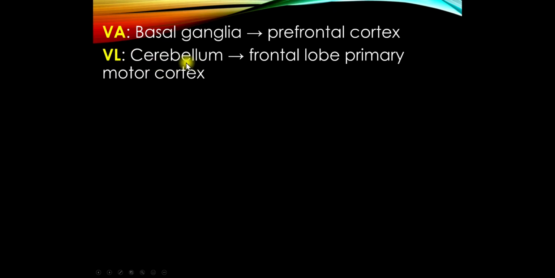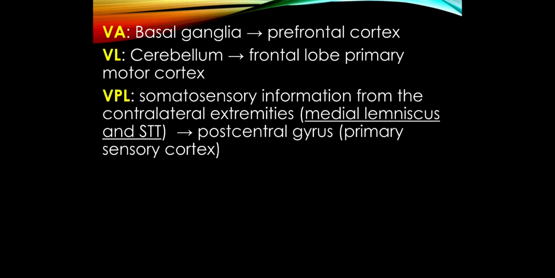So those projections that go from the cerebellum up to the motor cortex relay through the ventrolateral thalamic nucleus. VPL, we've mentioned probably a dozen times in the brainstem lecture: vibration and proprioception in the medial lemniscus, pain and temperature in the spinothalamic tract, that these are traveling together, headed up to the VPL of the thalamus, and then finally onto the postcentral gyrus.